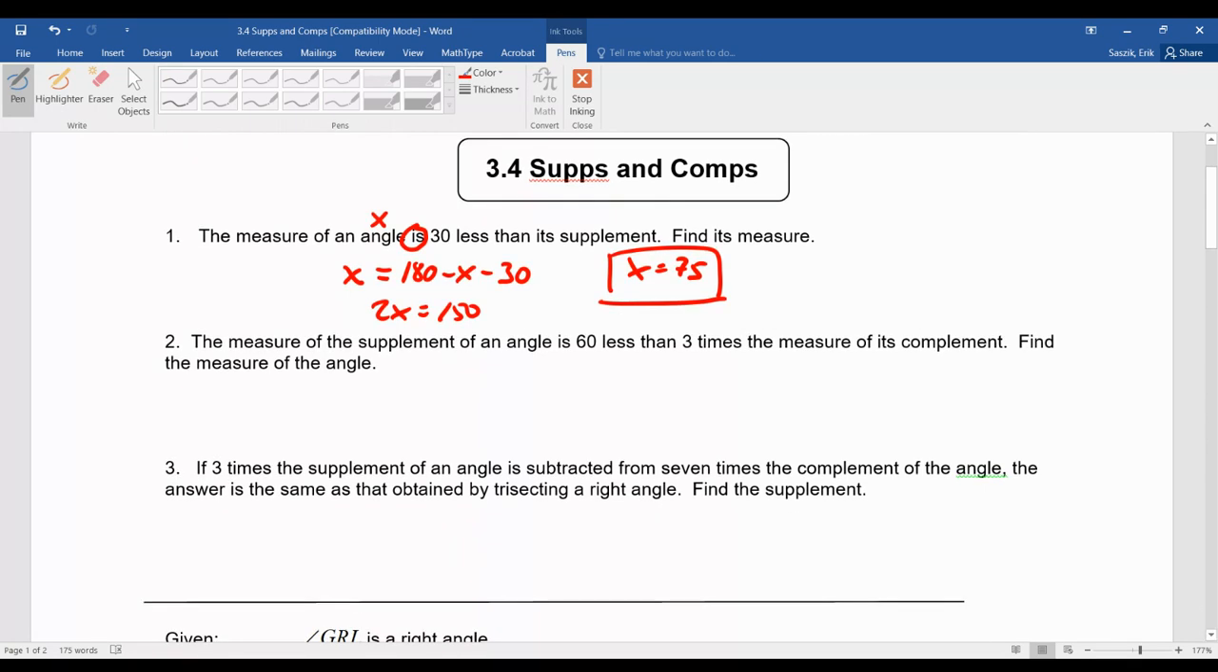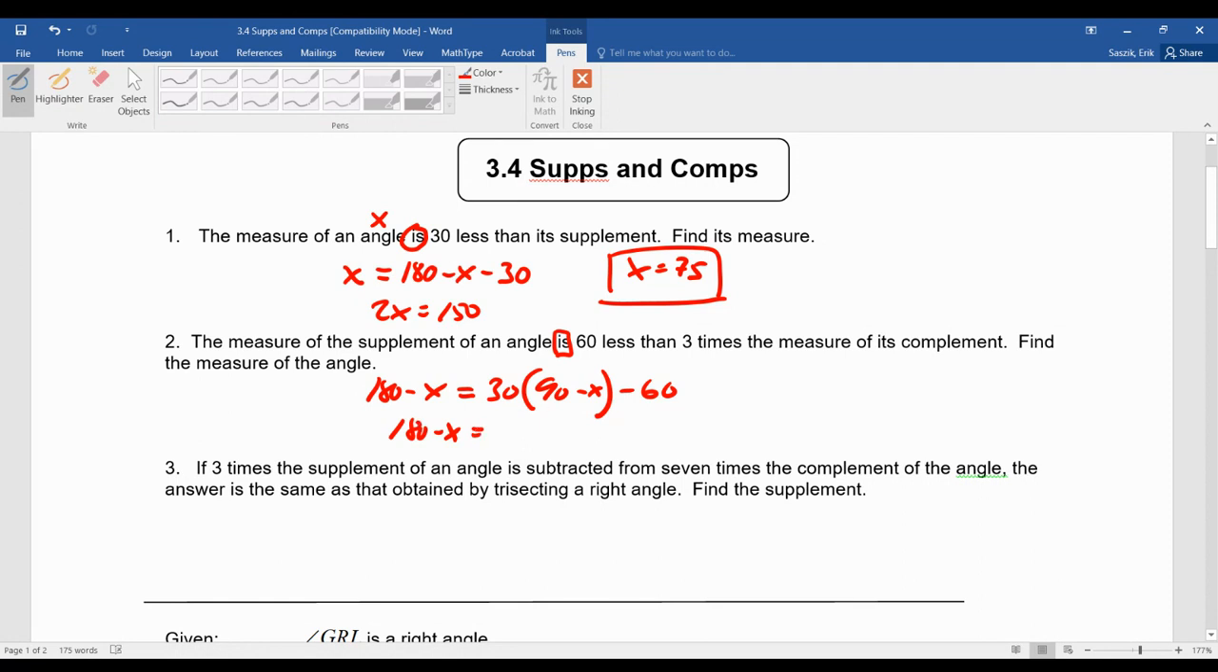Now, the next one: the measure of the supplement of an angle. The supplement of an angle would have to be 180 minus x, because remember, we're always calling x the angle. Is 60 less than, so that means equals, we have to subtract 60 from something, right? From what? 3 times the measure of its complement. Well, if the angle is x, the complement is 90 minus x, and then we subtract the 60.